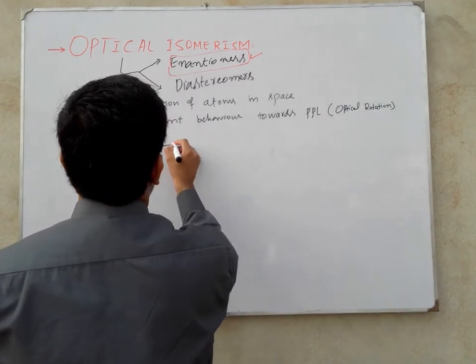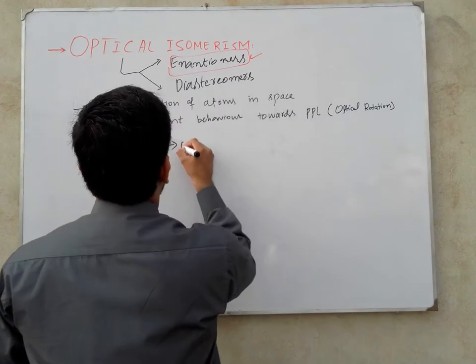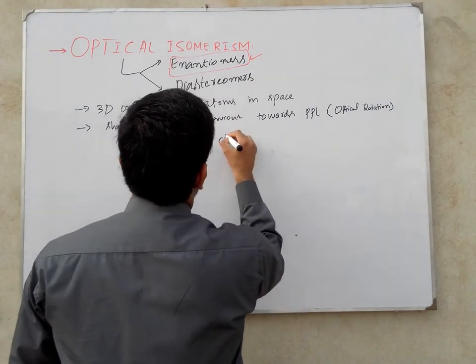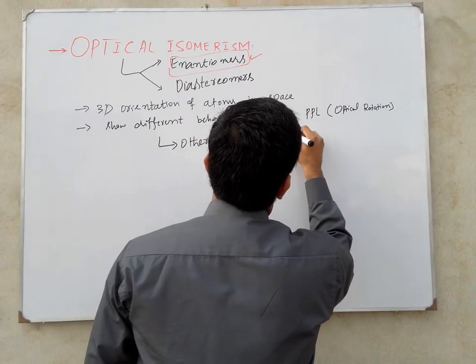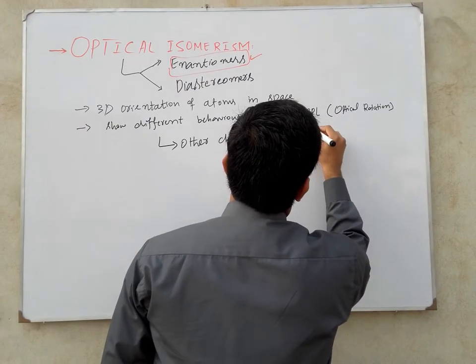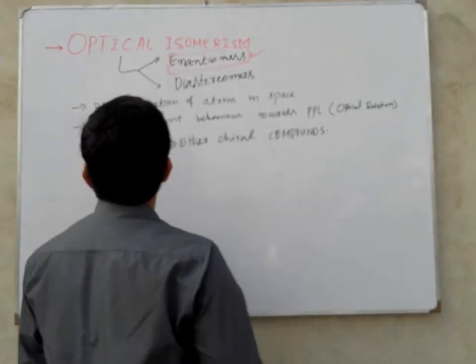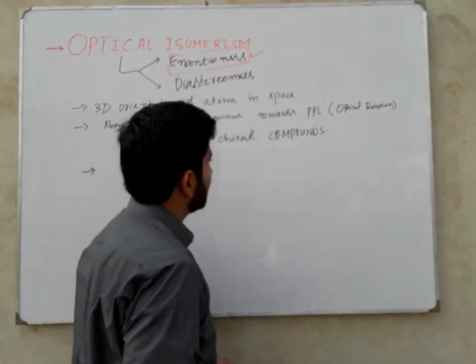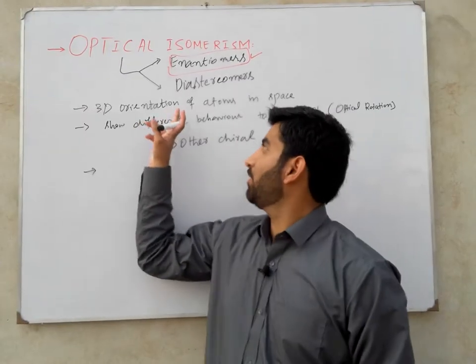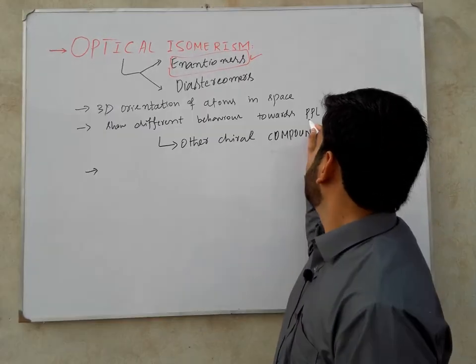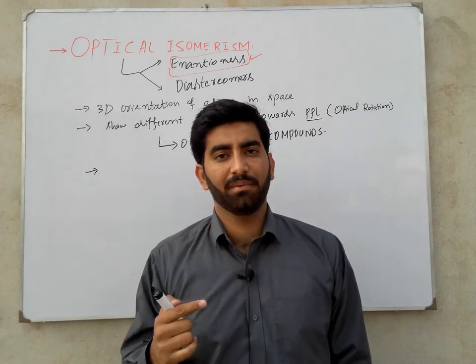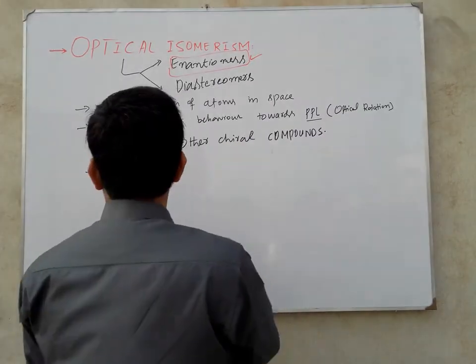And they also show different behavior towards other chiral compounds. Enantiomers show different three-dimensional orientation of atoms and bonds in space, and they show different behavior towards the plane polarized light, and they also show different behavior towards other chiral compounds.